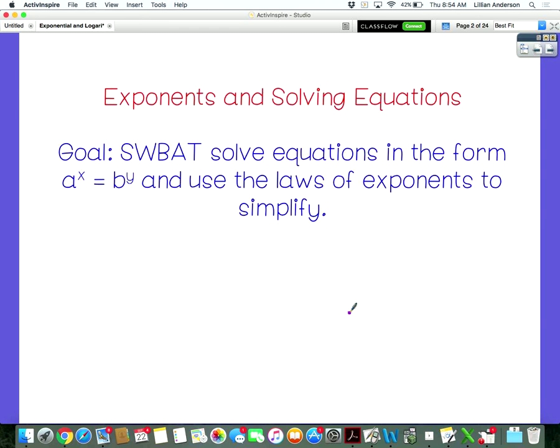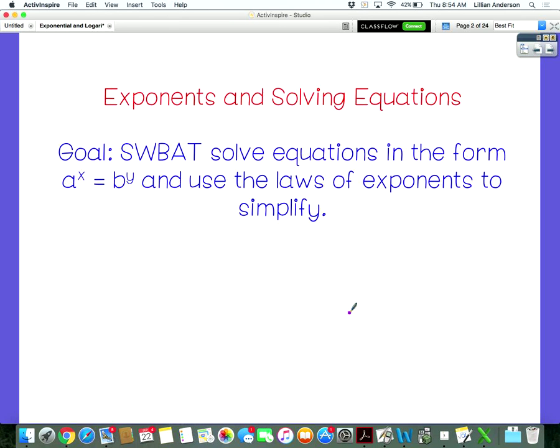It's important to do that. Exponents and solving equations. Again, you guys are going to be able to solve equations in the form of a to the x equals b to the y, and use laws of exponents to simplify.